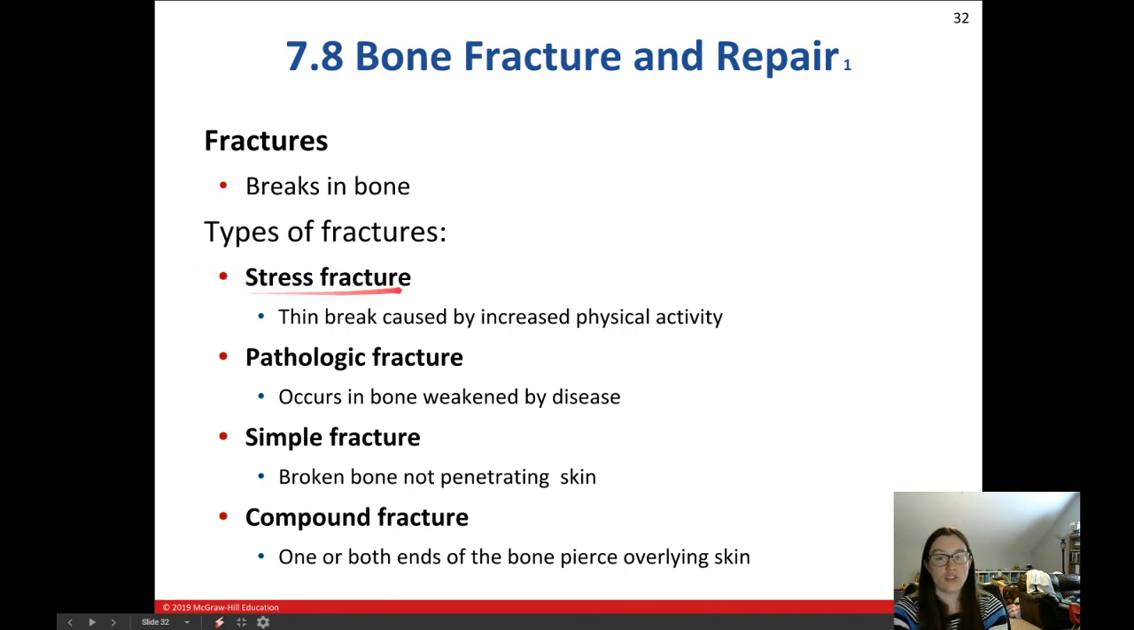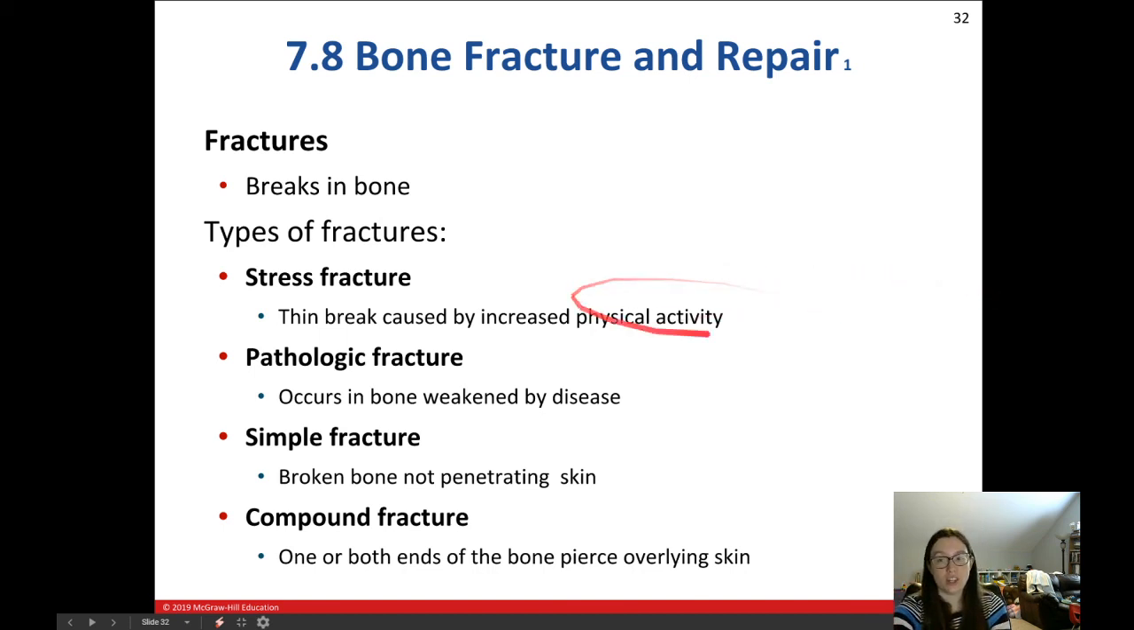So the first one is a stress fracture. When I was younger, I kind of thought a fracture and a break were different, where a fracture was just like a stress fracture and a break was an actual break. But any break or crack in the bone is a fracture. A stress fracture is a thin break that's caused usually by increased physical activity, and there's no displacement. That means there's just a slight crack in the bone, but the bones don't actually move. Displacement means the ends of the bones come apart. So there is no displacement. They stay together. There's just a small crack in the bone.